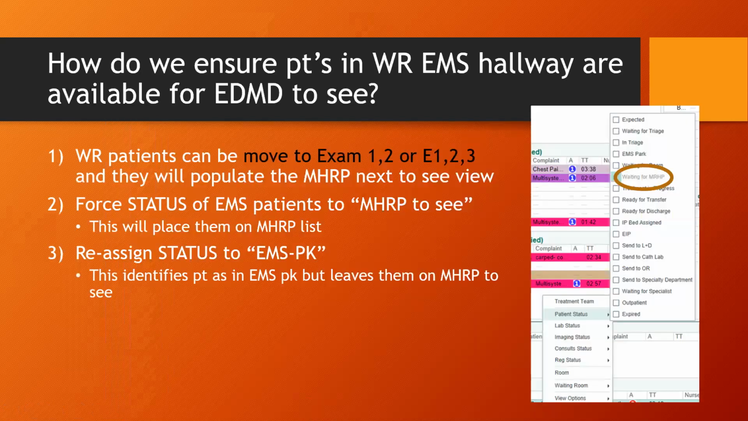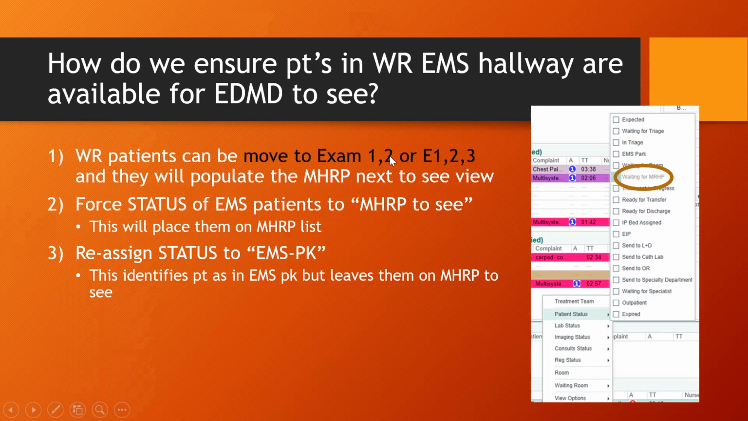So how we do that, so ensuring patients in the main waiting room. Let's say the physicians are like, hey, I need some patients to see, I've got nobody, but I know the waiting room's got 50 million of them. If you move patients in the main waiting room into exam 1, exam 2, or E1, 2, 3, these are treatment spaces. And these treatment spaces will be visible under that area 3 MRHP Next to C view. So you can go ahead and start filling them.